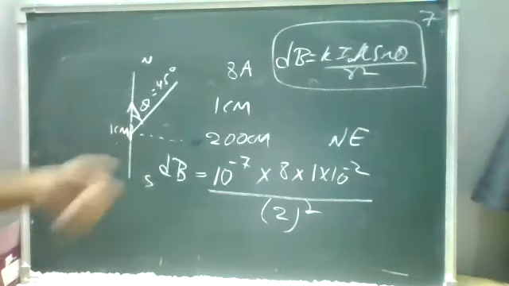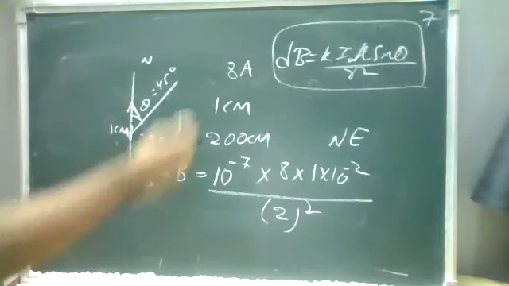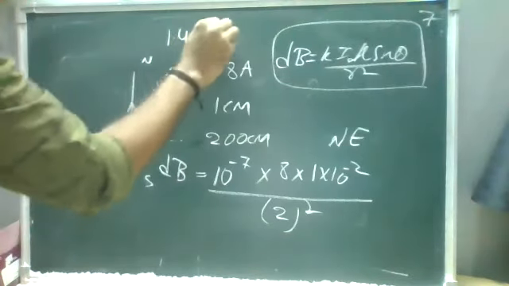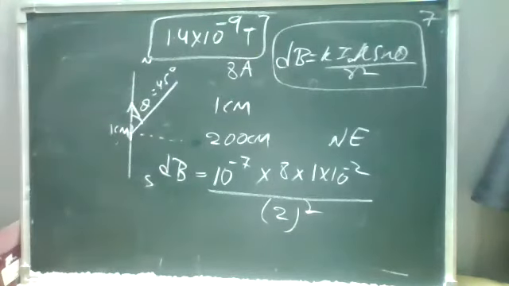From this you need to find the magnetic field. Try to find it. 1.4 into 10 power minus 9. Yes, correct. 1.4 into 10 power minus 9 Tesla is your answer for the magnetic field.